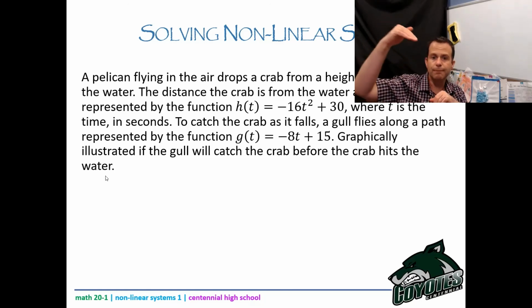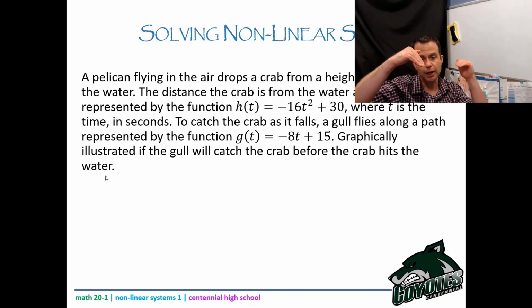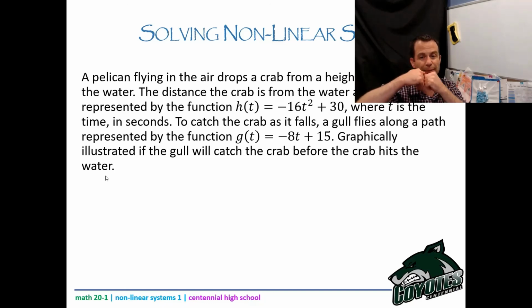So I've got the crab falling, I've got the gull diving for it. Will the gull and the crab intersect in time? Or will the crab fall either to his death or, oh no, it's above the water. It won't be his death. He'll fall into the water and then he'd be safe if the gull doesn't get him. If the gull does get him, this crab is having a very, very bad day. He was caught by a pelican and then grabbed by a gull.